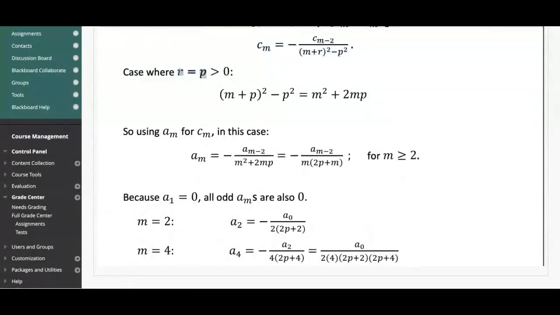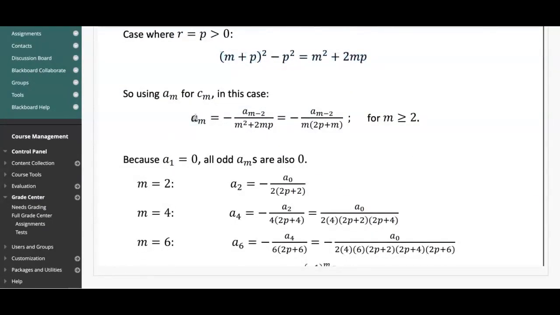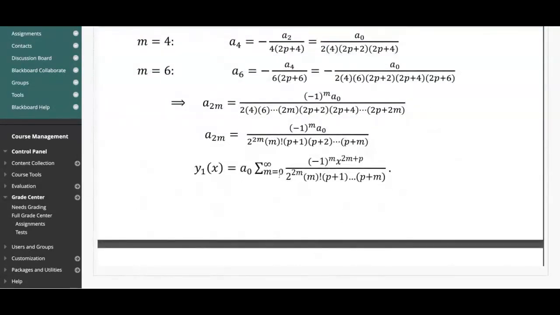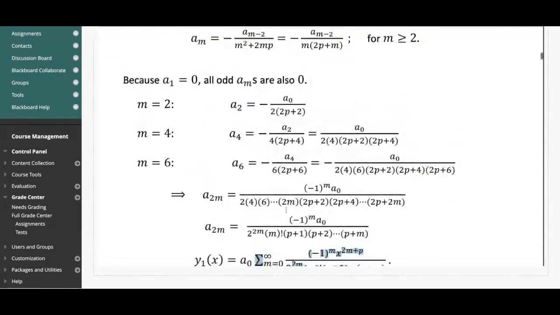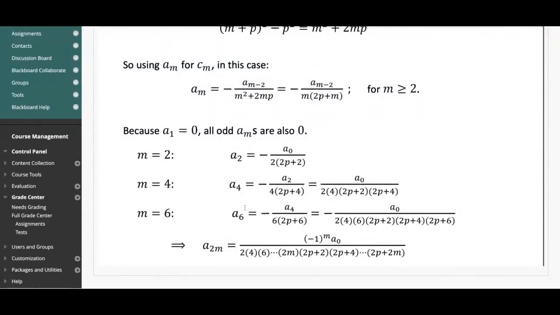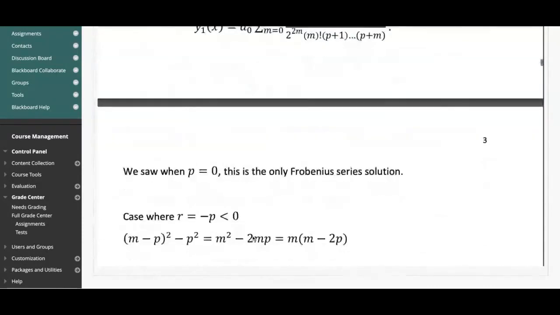Then we have two solutions, r equals positive p and r equals negative p. Right? So we deal with each one individually. Then we find a recursive relation for p. Some of you already show some more work, but just make sure you can do this.